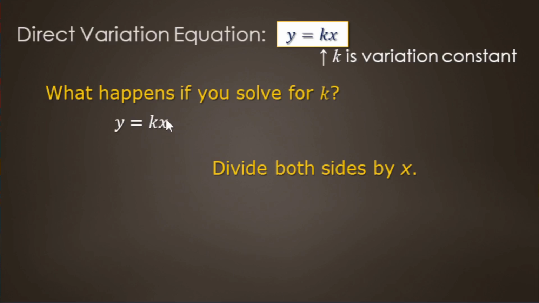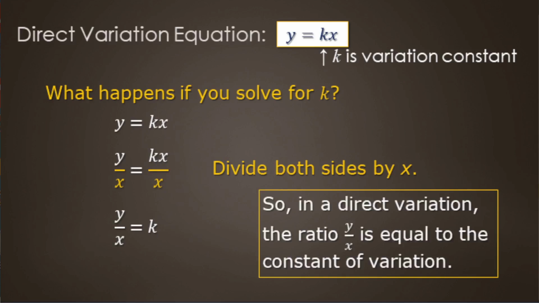Right now we have k times x. We don't want the x next to the k, so we're going to unmultiply. K is being multiplied by x, so we divide by x on both sides. In this case, y over x equals k times x divided by x, and x divided by x is 1, so k times 1 is just k. So whenever we want to find the value for k, we just take the dependent variable divided by the independent variable, and that right away gives us the variation constant, or the constant of variation.